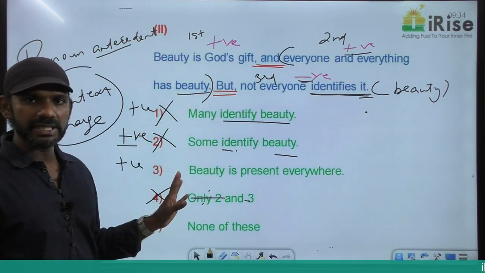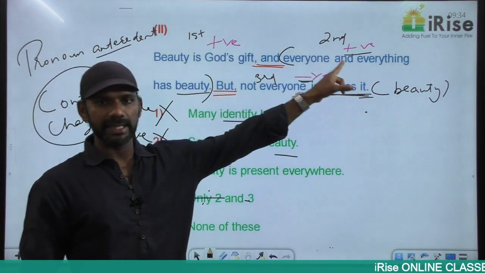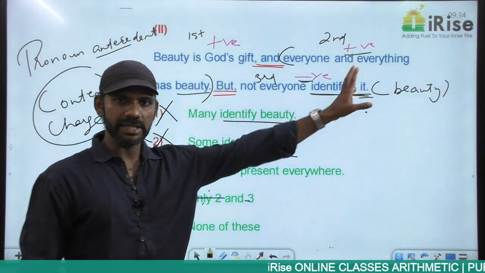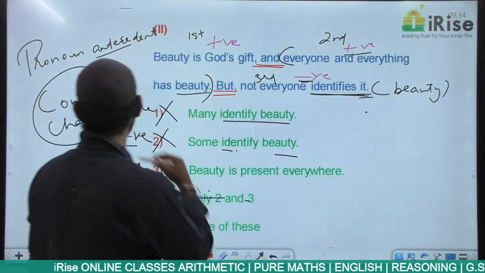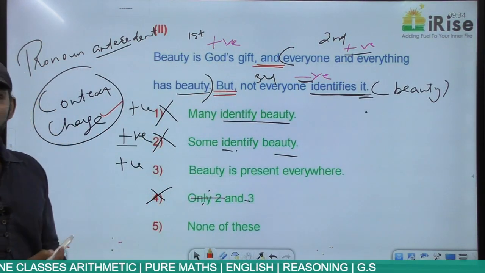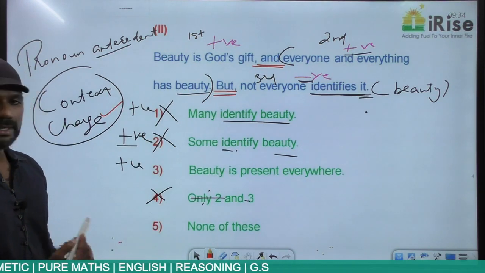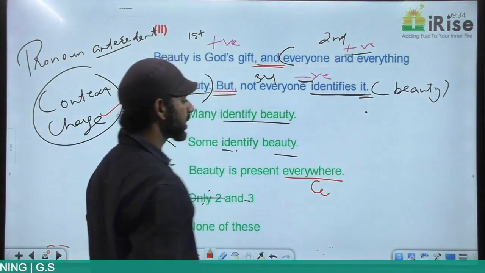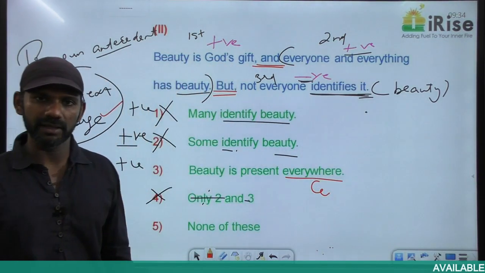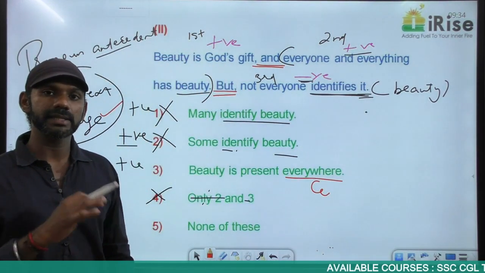Option 3 is positively charged. Option 3 is talked about in the second idea. The second idea is also positively charged. Positive and positive go together. So the charge is completely fine. Now we need to think about the context, the meaning. Beauty is present everywhere. Everywhere is a general word. I gave it in the list of general words. So option 3 is general.